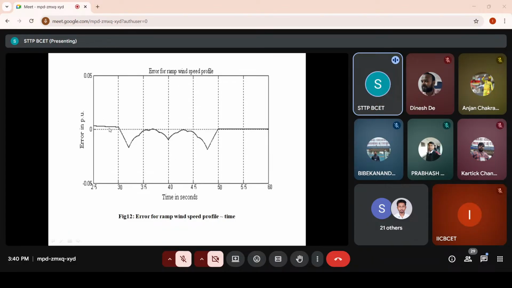If you calculate, that is actual minus the estimated one, you will find the error is like this. So error in per unit versus time in seconds. So the error is also again less.